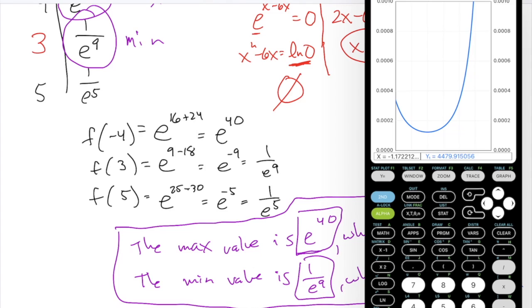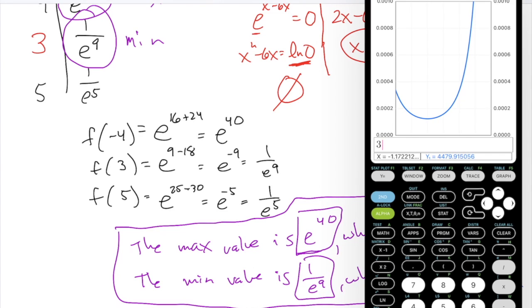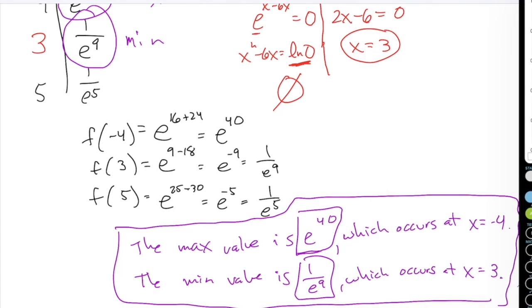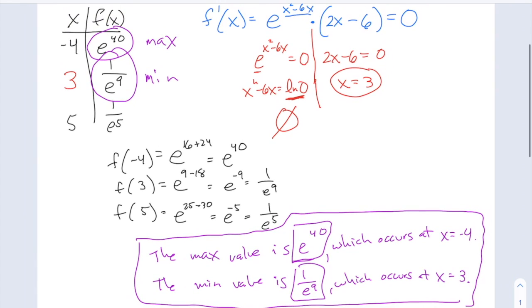And if you hit the trace and you just tell it to go to 3, for example, you can see that is the lowest point on the graph, and that decimal is the equivalent of 1 over e to the 9th. And if you tell it to go to 5, look at the y value. Of course, that's still a really small value, 0.006738, but still, compared to what it was at 3, it seems huge when you're on this scale, when you're zoomed in.